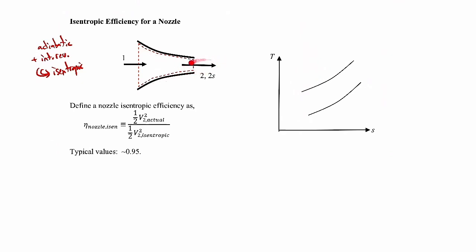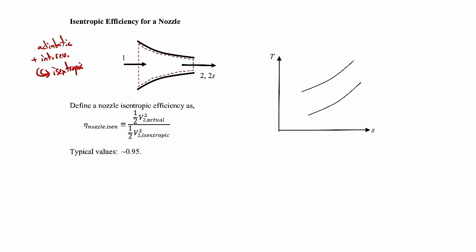We want high velocities here typically in a nozzle. So what we're going to do is compare the actual velocity in the nozzle, or here it's actually the specific kinetic energy, to the specific kinetic energy you would have if the flow were isentropic. So that's how we're defining our isentropic nozzle efficiency: actual kinetic energy at the outlet compared to the isentropic kinetic energy at the outlet. And you would expect that under ideal conditions you would have more kinetic energy going out here.